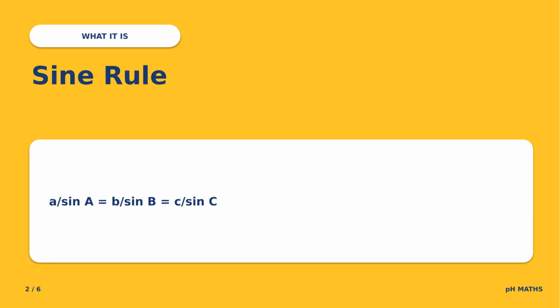Definition. For any triangle with sides a, b and c, opposite angles A, B and C, a over sine A equals b over sine B equals c over sine C. All three ratios equal each other. Pick any two of these equalities to solve any unknown side or angle. Same triangle, three equivalent equations.